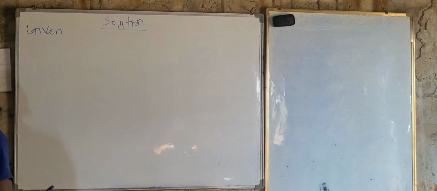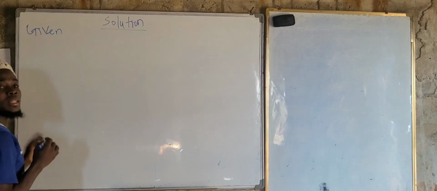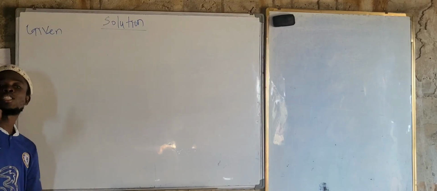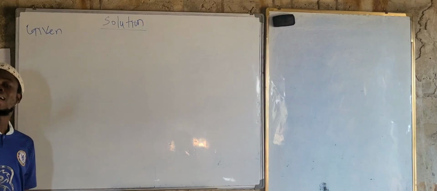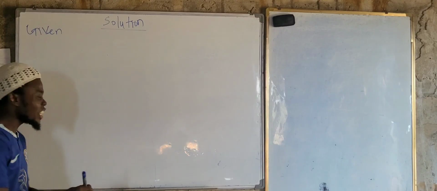A coil of wire has a resistance of 30 ohms at 20 degrees Celsius. Now, look at this one here. At 20 degrees Celsius, that resistor has how many ohms? 30 ohms, right? So what you can see now here, look at this one.